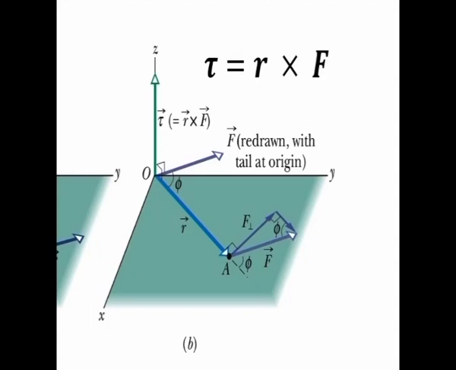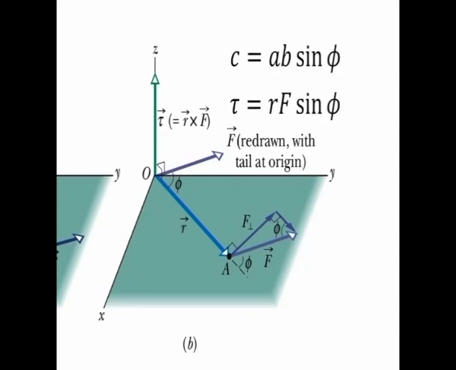To determine the magnitude of torque, we apply the general result of equation c equal to a b sin phi, finding tau equal to r F sin phi. Here phi is the smaller angle between the directions of r and F when the vectors are tail to tail.